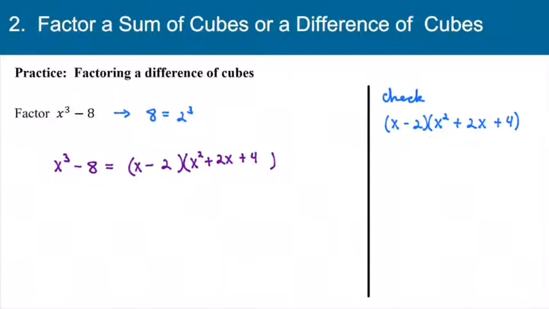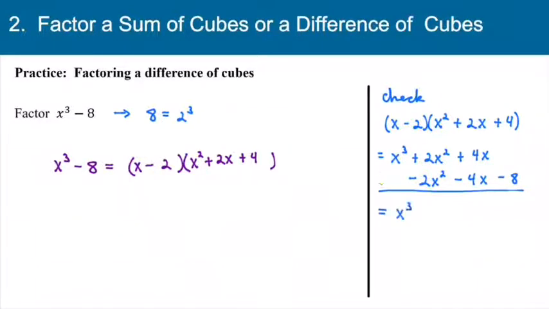X times x squared would be x to the third. X times 2x would be 2x squared. X times 4 would be 4x. Now distributing negative 2. Negative 2x squared would be that, so negative 2x squared. Negative 2 times 2x would be negative 4x, so that goes here. Negative 2 times 4 would be negative 8, so that goes here. And now combining like terms, you can see that the x squared and the x terms will add up to 0. So that's going to leave us with x cubed minus 8. And so that's why this factoring works.